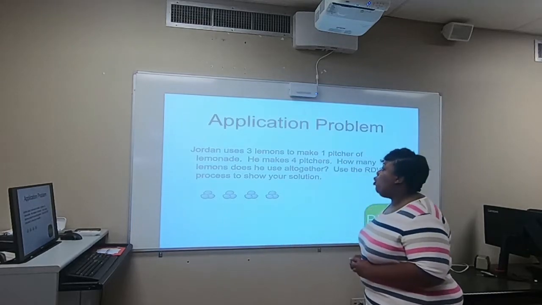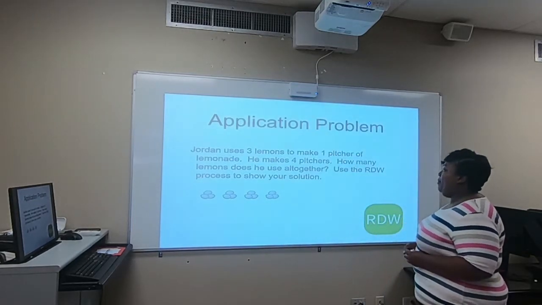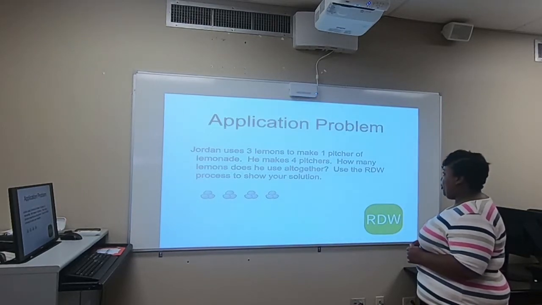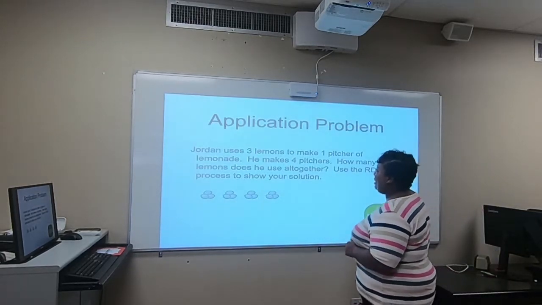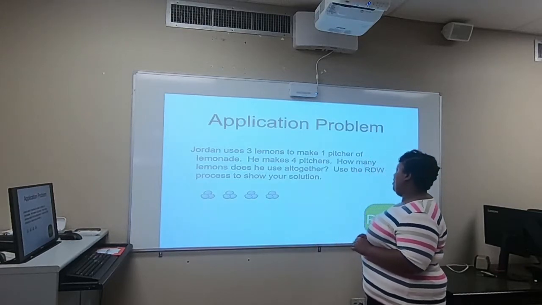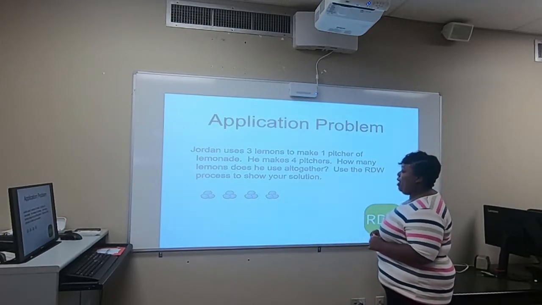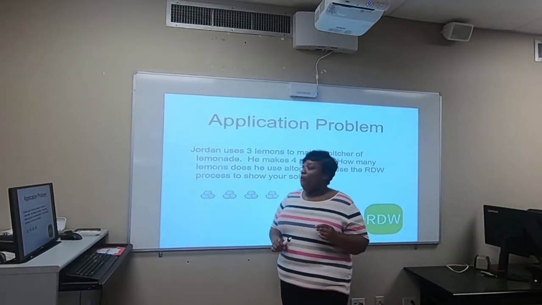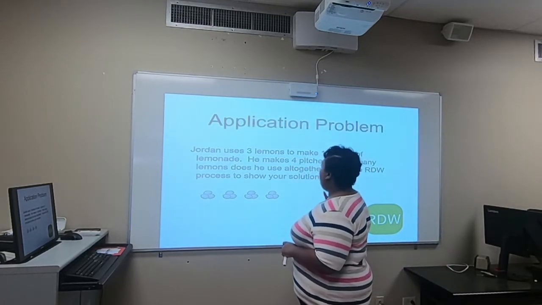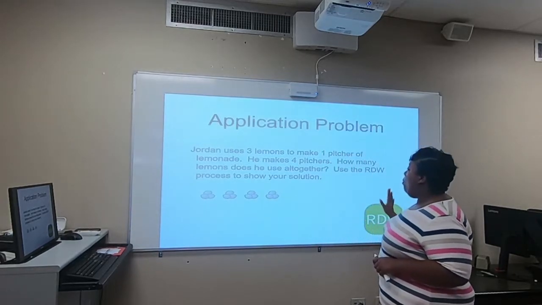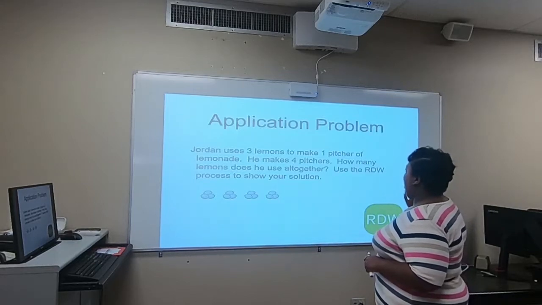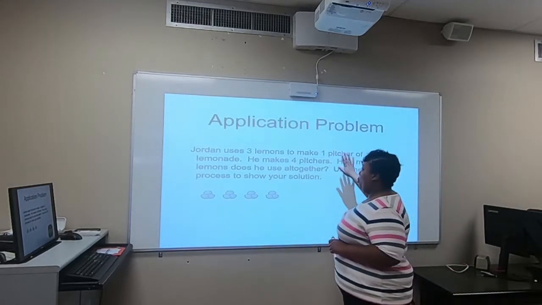Let's go. Jordan uses three lemons to make one pitcher of lemonade. He makes four pitchers. How many lemons does he use all together? Use the RDW process to show your solution. Now, you guys, when I'm looking at this, one of the things that I wanted to point out was that he uses three lemons to make one pitcher.